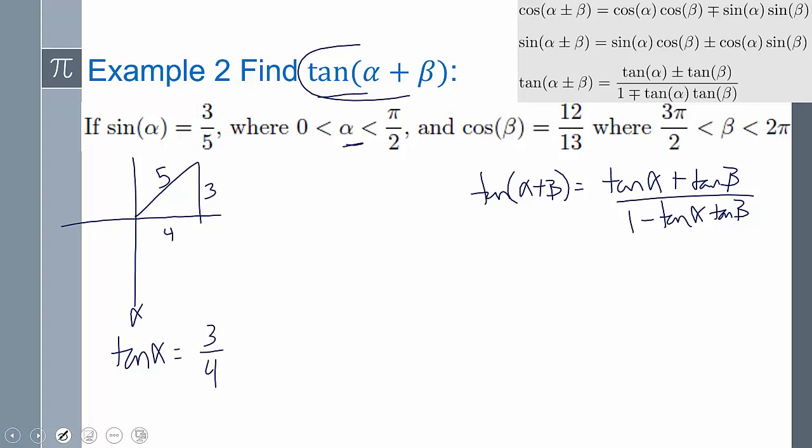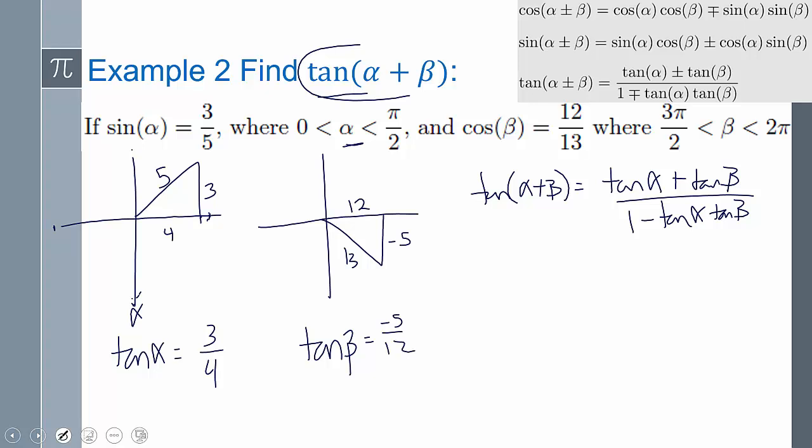Now I have to do the same thing for beta. Between 3 pi halves and 2 pi: 0, pi halves, pi, 3 pi halves, 2 pi. Between 3 pi halves and 2 pi, that's going to be quadrant 4. And so that's going to be cosine, so that's adjacent over hypotenuse. This will be -5. It's negative, it's going down. And so my tangent is going to be opposite over adjacent. So now I plug everything in.